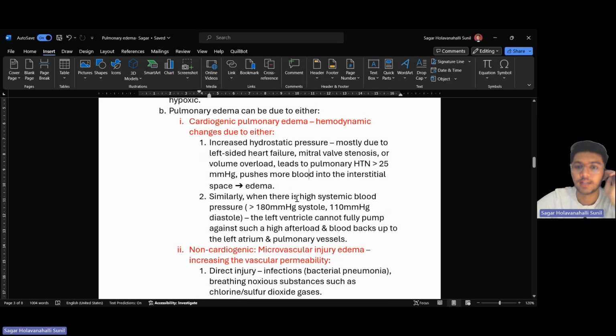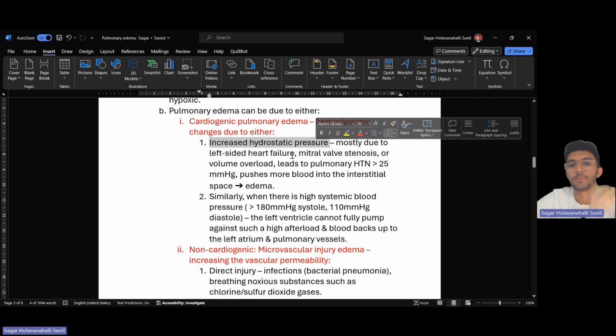And similarly, when there's high systemic blood pressure, for example, again, the pressure is transmitted backwards from the aorta into the left ventricle to the left atrium through the pulmonary veins and into the lungs, right? So again, you're increasing the hydrostatic pressure. So the main thing with cardiogenic pulmonary edema is that there'll be a hemodynamic change, and more specifically, there's going to be some force, increased hydrostatic pressure, that is going to push the fluid into the septa and then into the alveolar space.